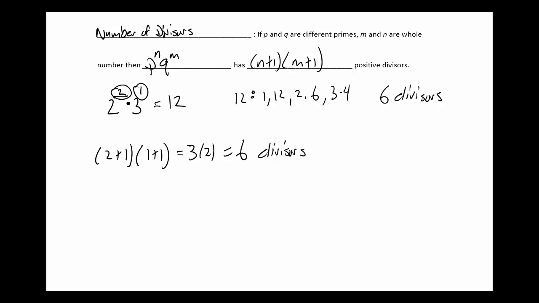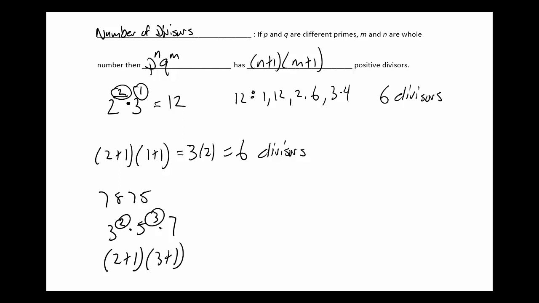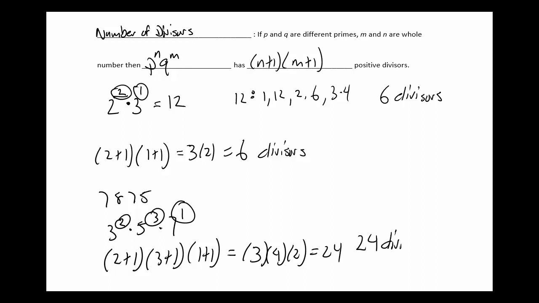Now that's helpful if I'm trying to break up, say, 7,875. If I want to know how many different divisors come up in that number, we just figured out that it was 3 squared times 5 cubed times 7. So if I made a list of all the possible things that go into 7,875, I would want 2 plus 1 times 3 plus 1 times 1 plus 1. That's 3 times 4 times 2, so that's 24. So there would be 24 divisors that go into 7,875. You just take each exponent, add 1, and multiply, and that tells you how many numbers you're trying to hunt for.